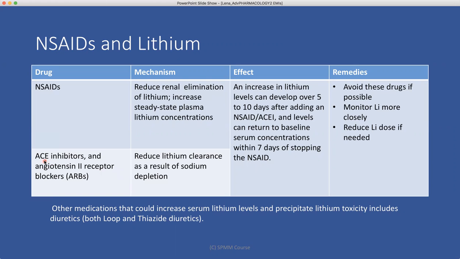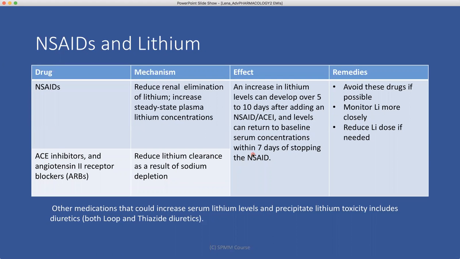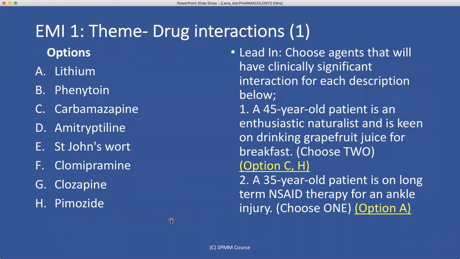Angiotensin converting enzyme inhibitors can also have the same effect as NSAIDs. They reduce lithium clearance because they induce a degree of sodium depletion. So both of them can increase lithium levels over 5 to 10 days. It's better to avoid these drugs, monitor lithium more closely if these drugs have to be used, and reduce lithium dose if needed. What are the other medications that could increase serum lithium levels? Diuretics, both loop and thiazide diuretics.